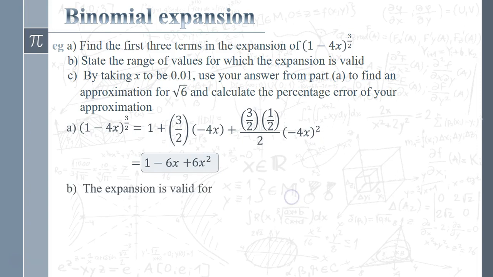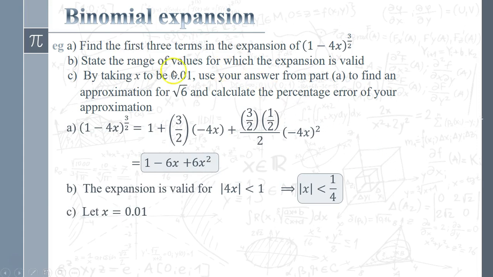So part B says, state the range of values for which the expansion is valid. So we know from the previous slide that our expansion is valid for mod 4x less than 1. So what that means is, if we just do a bit of dividing, that gives us mod x less than a quarter. So basically what we're saying is that this expansion will give us a reasonable approximation if we've got values of x between positive a quarter and negative a quarter.